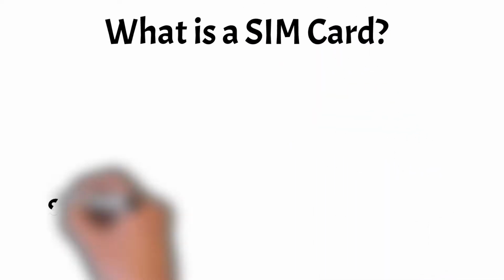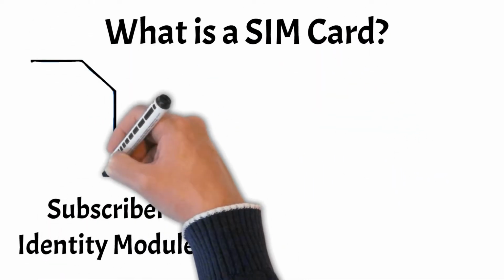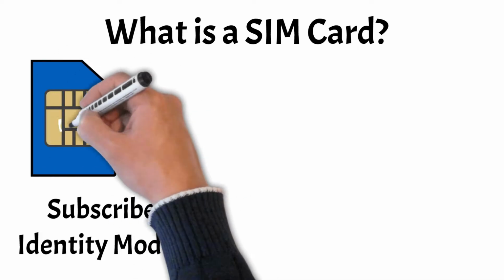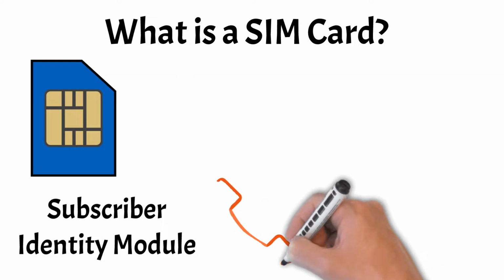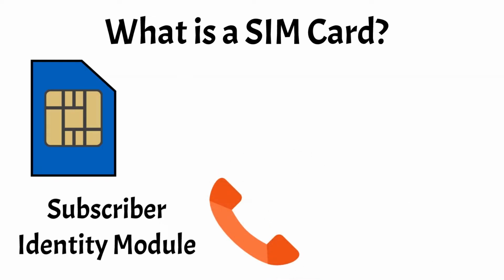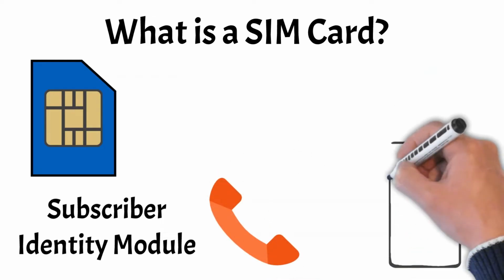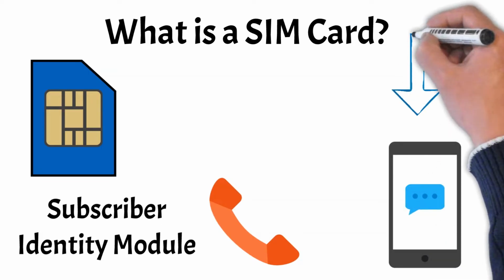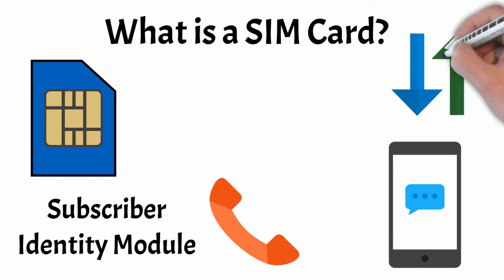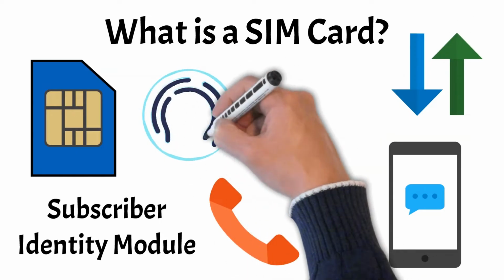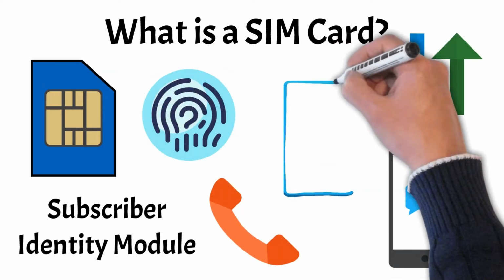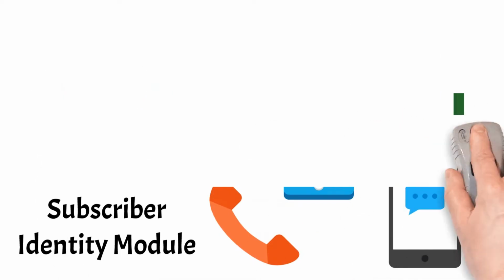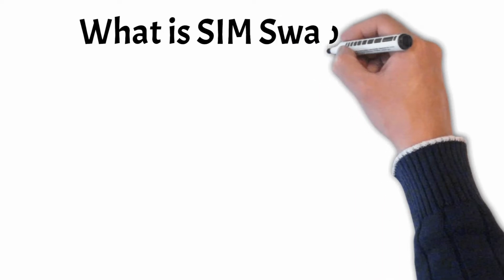A SIM card, or subscriber identity module, is a small removable chip used in mobile phones and other devices to securely store and manage a user's phone number, contacts, and network authentication information. It connects your device to the cellular network, allowing you to make calls, send texts, and use mobile data. Each SIM card has a unique identification number that helps verify your device with the network provider, ensuring secure and personalized communication.